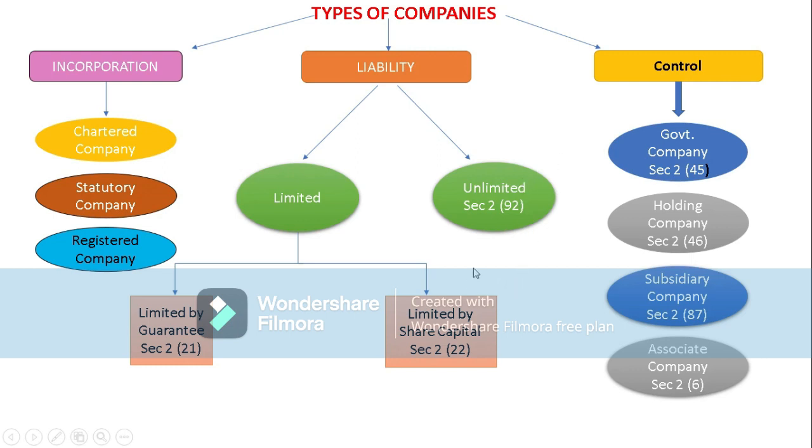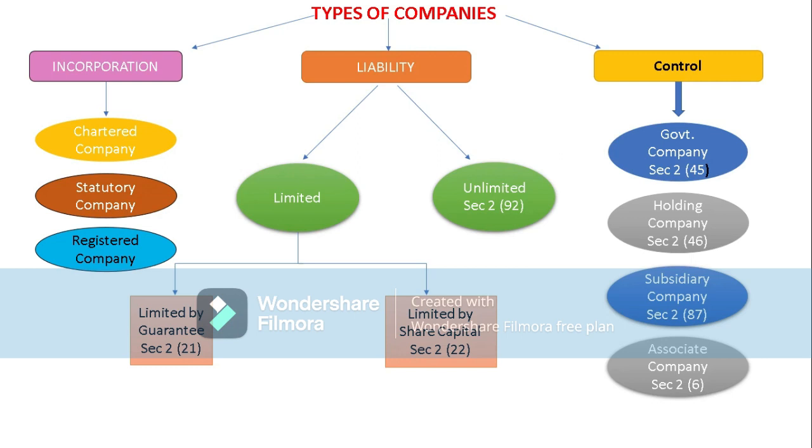Now coming to classification on the basis of control. Under control we will study about government company, holding company, subsidiary company, and associate company. So what does government company mean?